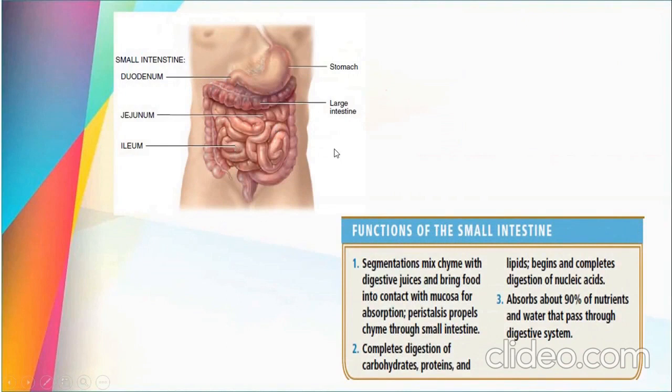Now, the functions of the small intestine. Segmentation mixes chyme with digestive juice and brings food into contact with the mucosa for absorption. Peristalsis propels chyme through the small intestine. Next, it completes the digestion of carbohydrate, protein and lipid, which began earlier, and completes digestion of nucleic acid. Last, it absorbs about 90% of nutrients and water that pass through the digestive system.